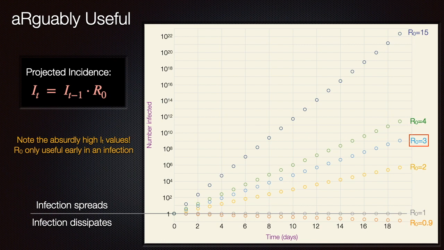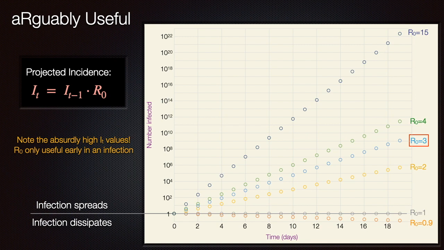For example, if there's one case yesterday, we'll call yesterday day 0, and we know our R0 is 3, we can predict the number of new cases today, or day 1, to be 1 multiplied by 3, or 3. Tomorrow at day 2, it will be 3 multiplied by 3, or 9.